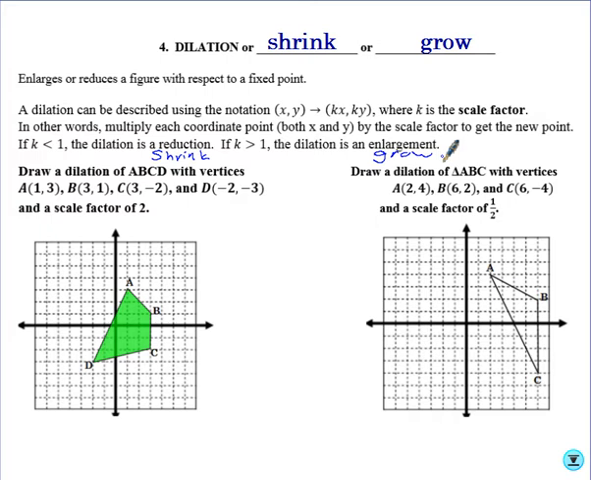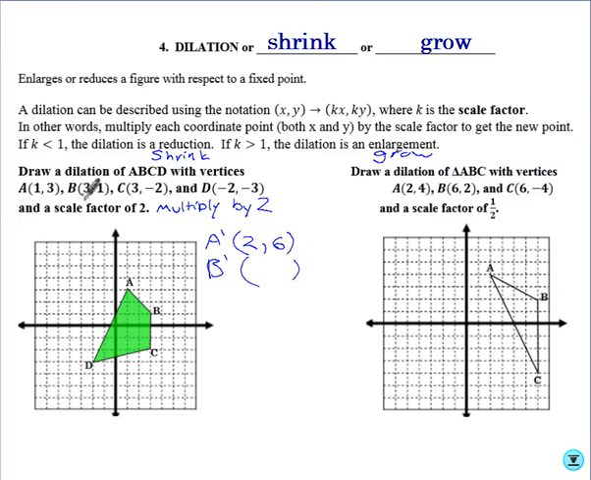So what we're going to do here is draw a dilation for quadrilateral ABCD with the vertices listed and a scale factor of 2. All that means is that we're going to multiply each number by 2, so both the x and the y. This time I'm going to list out the points. 1 times 2 is 2. 3 times 2 is 6. So A prime is at (2, 6).